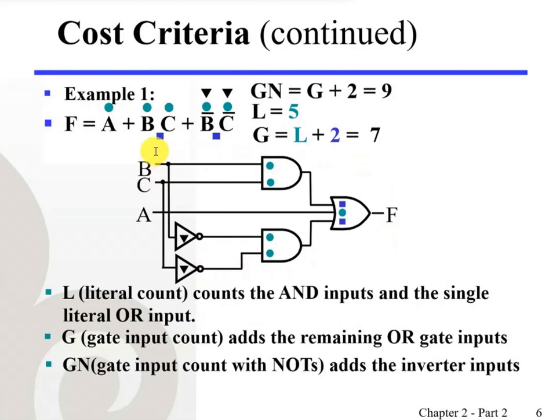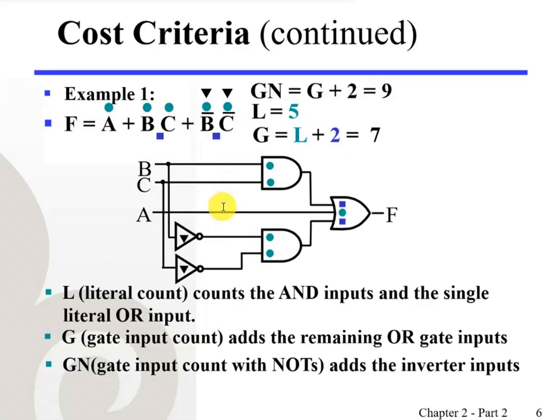If we move on and see the following example, given the following function, we can provide the circuit diagram as follows, and then calculate the cost criteria: the number of literals, the gate input cost G, and Gn. Gn is equal to G plus 2. First, 5 literals, that's clear. And then the number of gate inputs will be equal to 7. Why 7? Because we are counting only these two terms, 5 plus 2. Single literal terms don't count. And for Gn, we also count the inverters. Then we get 9.